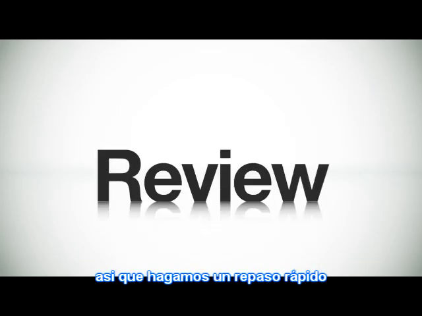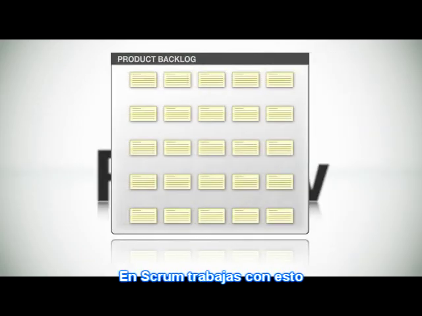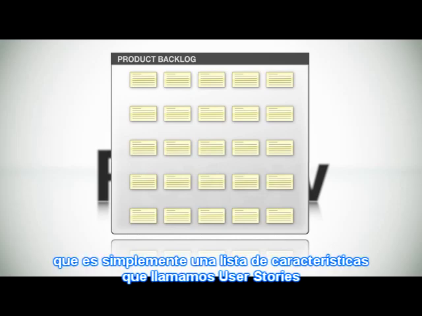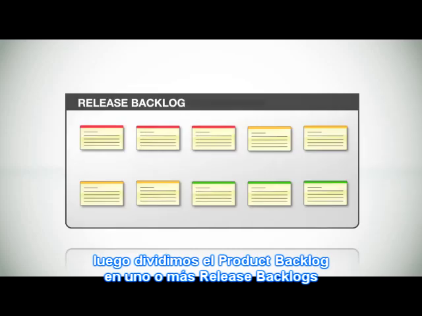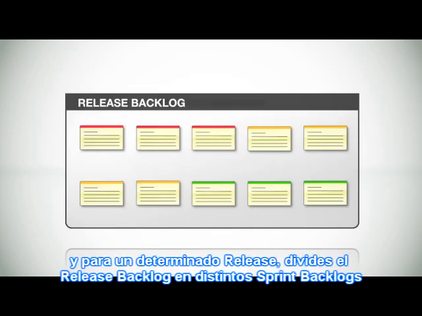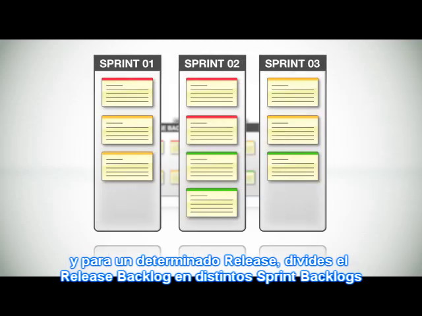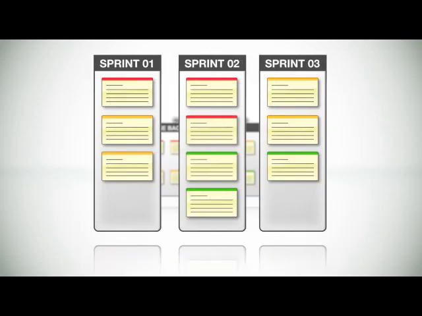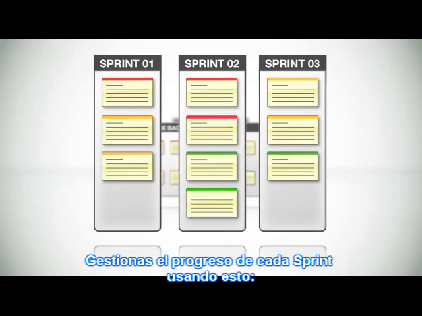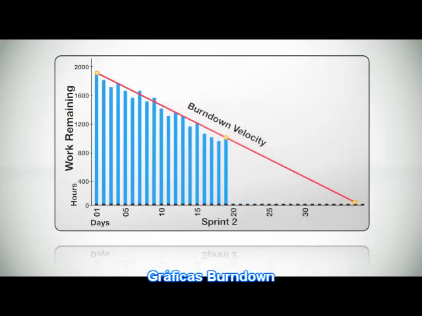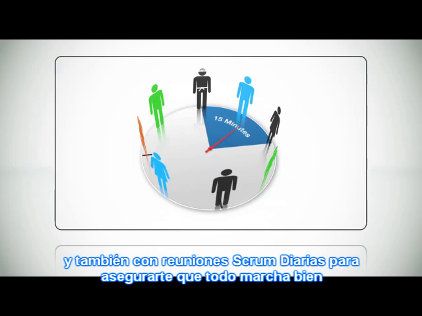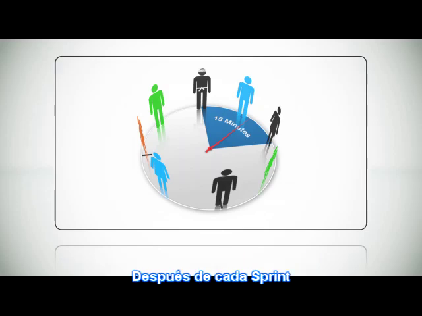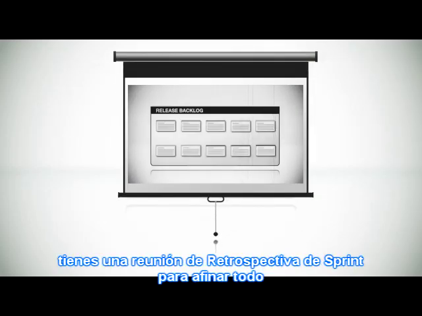So let's quickly review everything. In Scrum, you work with this, a product backlog, which is nothing more than a list of features that we call user stories. You then break down the product backlog into one or more release backlogs. And for a given release, you further break up the release backlog into a number of sprint backlogs, which are essentially short duration milestones throughout your project. You then monitor the progress of each sprint using these, burndown charts, and have daily Scrum meetings to ensure everything is on track. After each sprint, you have a retrospective meeting to fine-tune everything.